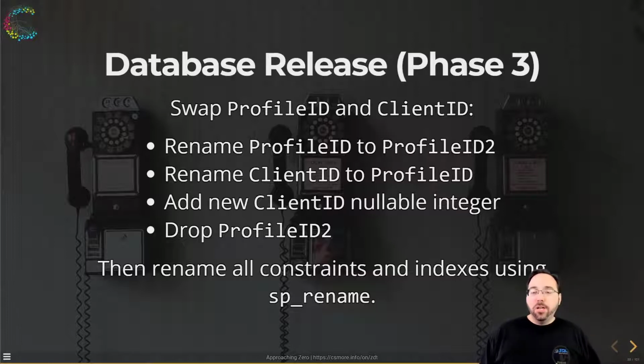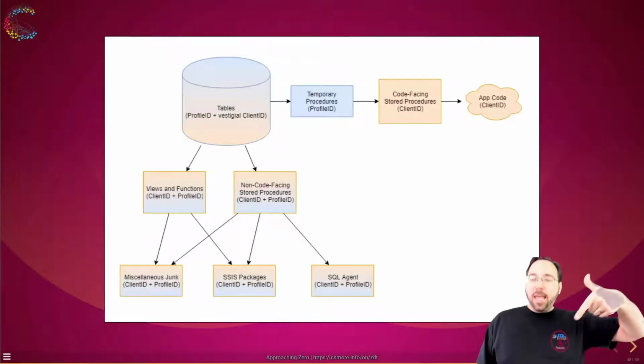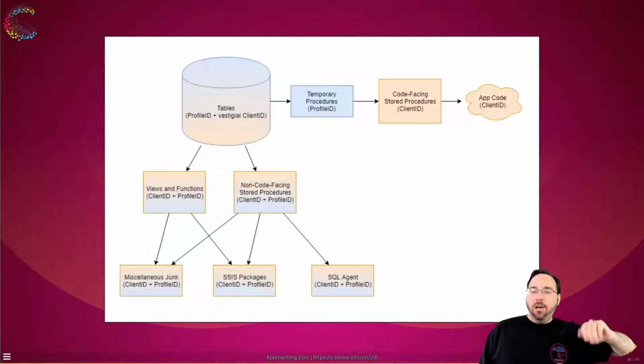Then rename all the constraints, because anytime it said client ID, we could just rename that constraint to say profile ID. So what we have at this point is tables have swapped. Instead of orange client ID with empty blue profile ID, we have blue profile ID with empty orange client ID.